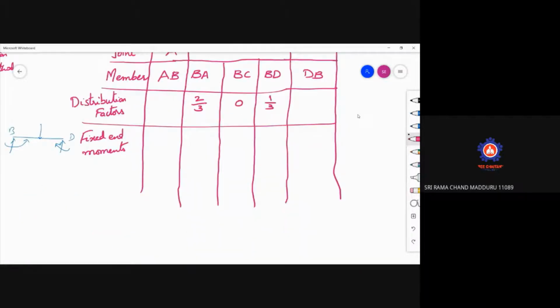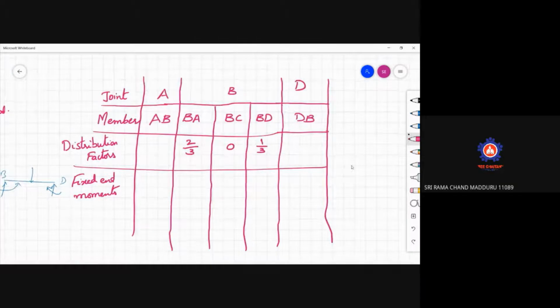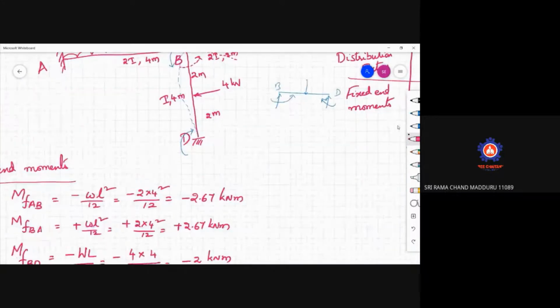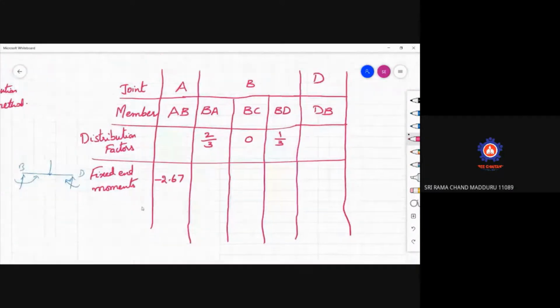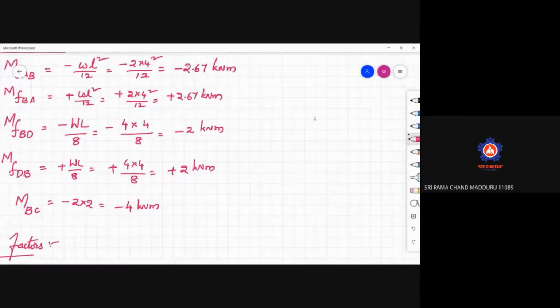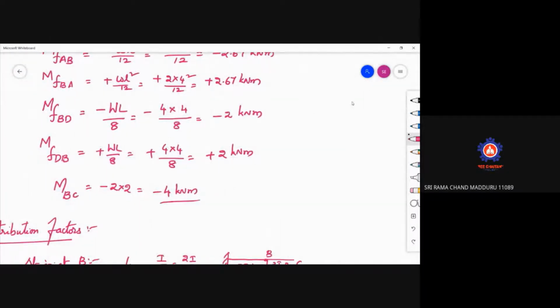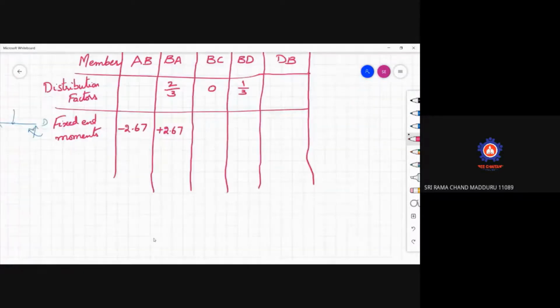So in the fixed end moments, what is the moment at AB? Fixed end moment is minus 2.67 kilonewton meter. What we have written? Have we written the same thing? Yeah, minus 2.67 kilonewton meter. MBA is also plus 2.67 kilonewton meter. MBC, just take it -4. MBC, you get it as -4.